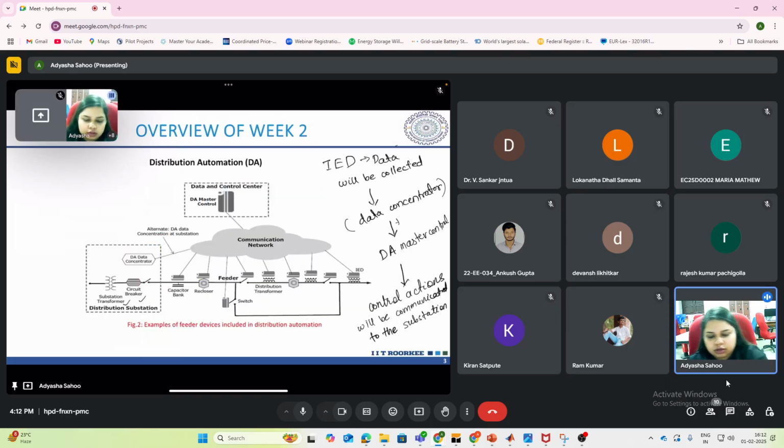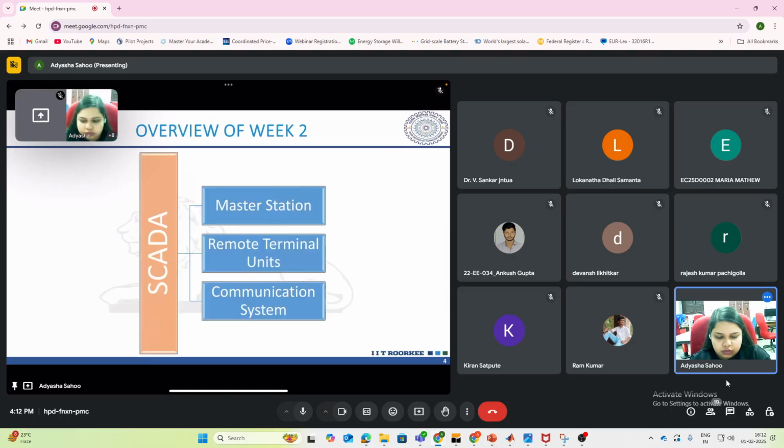Then what is the resolution here for distribution automation? Basically, the information is at a resolution of 5 minutes. Then SCADA resolution is in seconds, maybe 5 to 30 seconds. So that is the resolution of the SCADA. And for the SCADA operation, you are having three major units here: the master station, the RTUs or the remote terminal units, and the communication system.